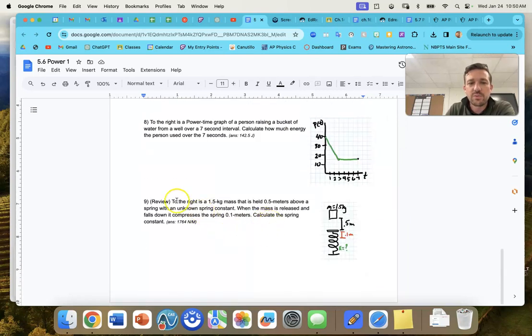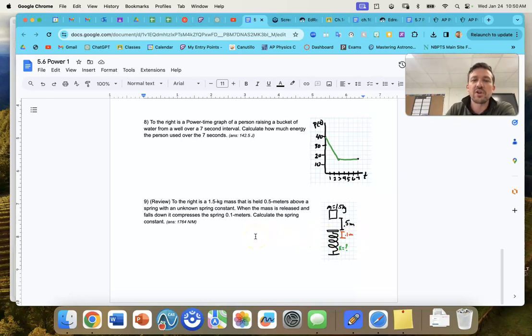And then this one to the right is above when the mass is released. Calculate the spring constant. So this object falls and hits this spring and compresses it a bit. I want you to calculate what the spring constant is based off of it compressing 0.1 meters.